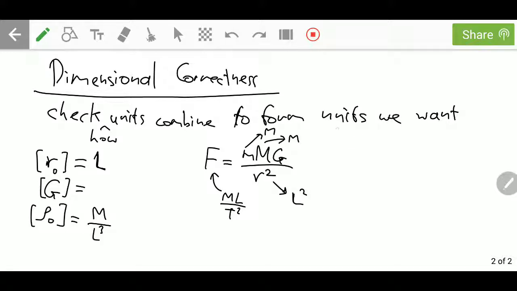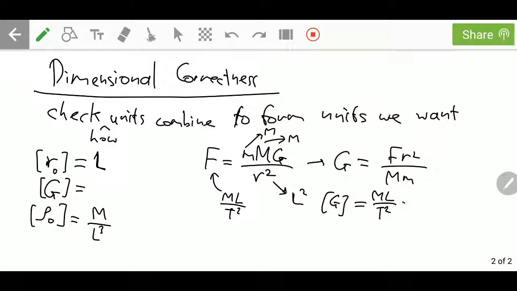And now to make these units match, since from this we have G equals F r squared over m m. What we end up getting is that the dimensions of G are the force, M L over T squared. Then we get L squared from the r squared, and then we get two M's in the denominator from the two masses. And thus, we get that the units of G, Newton's constant, are L cubed over M T squared.